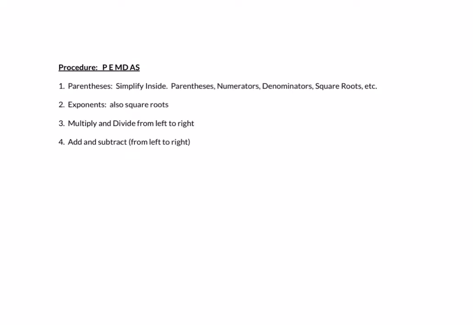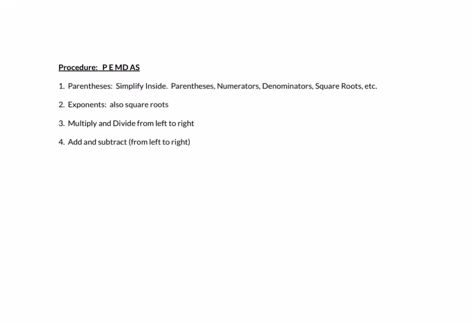That means perform any operations that are inside parentheses, numerators, denominators, square roots, and again this list will also get longer. Step 2, we want to simplify any exponents. This also includes square roots. Step 3, we have multiply and divide from left to right. Remember, this one is very important. Multiplication and division must be done from left to right.